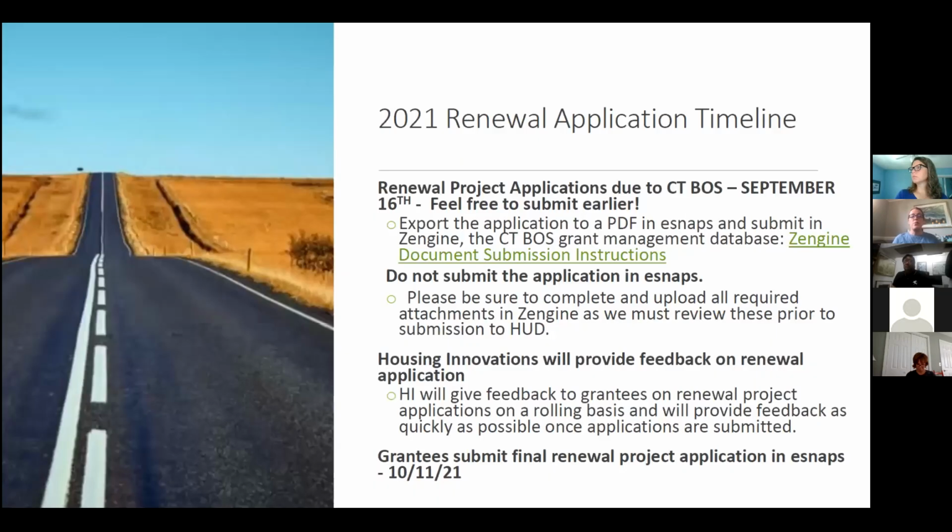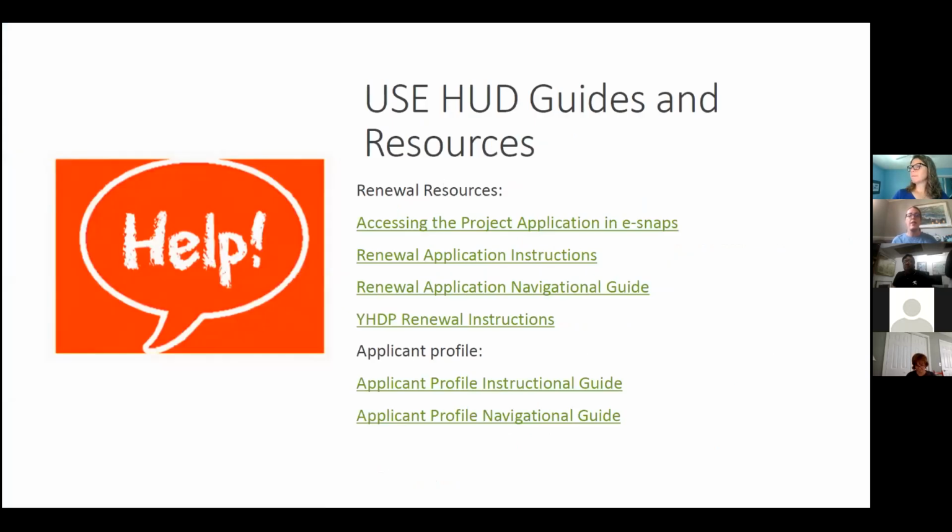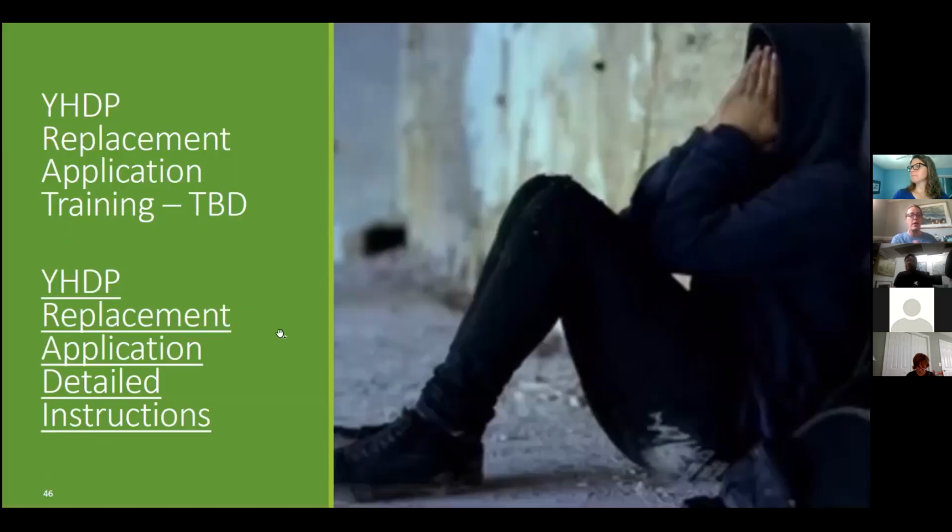And this is what's new. Oh, Shannon, one before. So it's called the YHDP replacement project. We are going to do a training on it. And there are some instructions on what it's going to look like. So same thing, if you end up doing a replacement project, you're going to look at the detailed instructions. We're going to do a training and help you through it. All right, next.